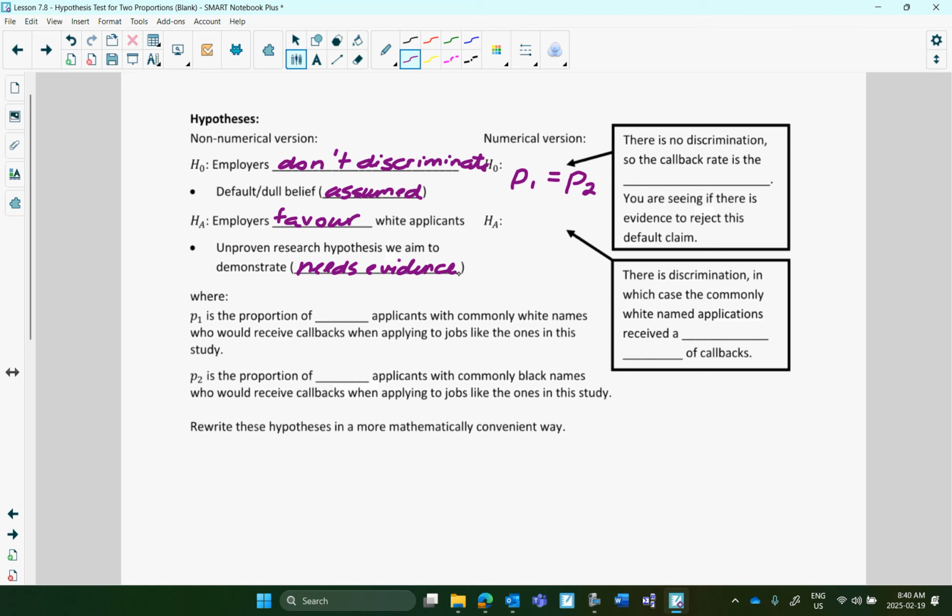And using mathematical notation, if it's favored, that means the proportion of white name resumes would be greater than the proportion of black name resumes. Okay, so for the null hypothesis, it's the same in both groups. And the alternative hypothesis is that there is discrimination, in which case the commonly white names received a higher rate of callbacks.